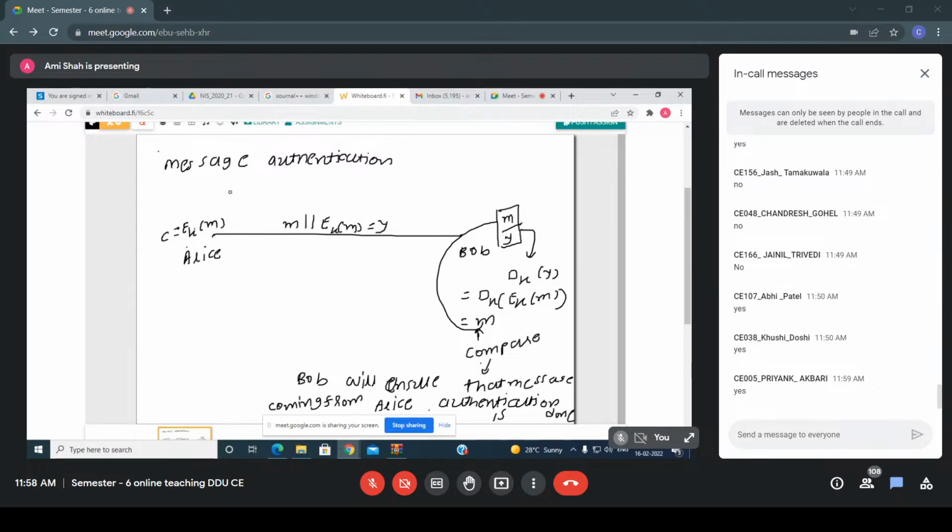But if you only check whether the authentication is done or not, when Alice is sending the message to Bob, Bob can ensure that the message is only coming from Alice. If my message is very large, this encryption becomes very costly. So just for authentication, we don't need to encrypt the whole message. What we have to do, I will explain next.